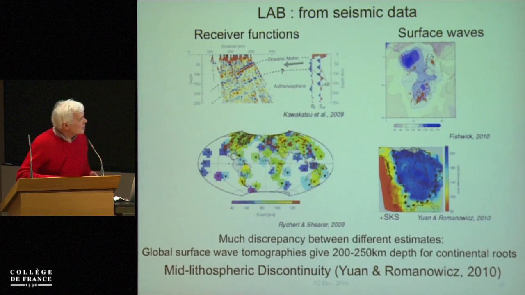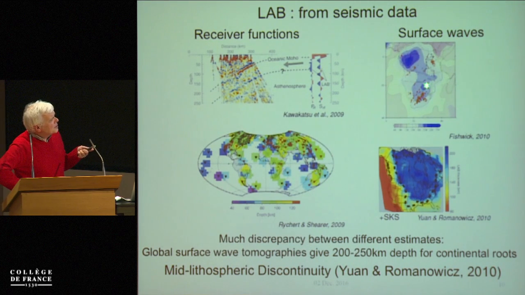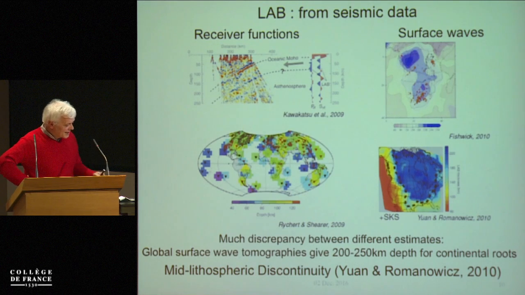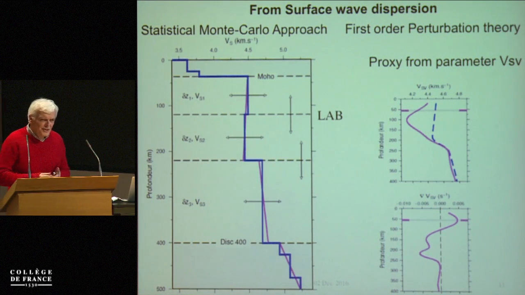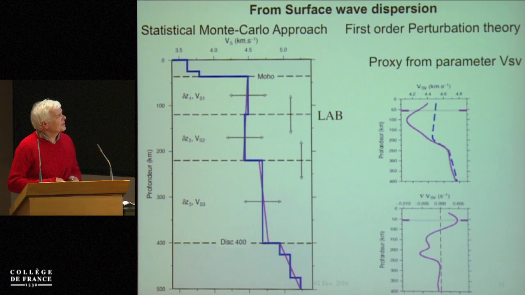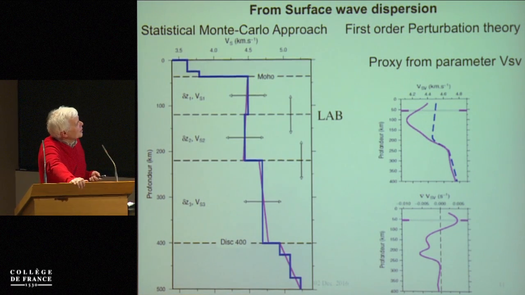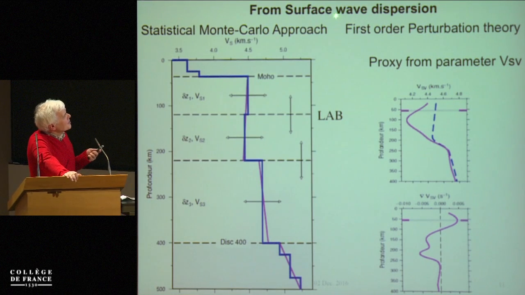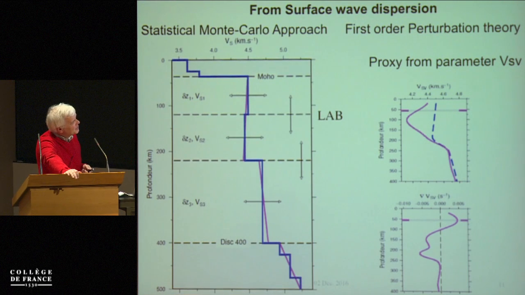And this discrepancy was explained by Yuan and Romanowicz, where they proposed a mid-lithospheric discontinuity between the surface and 200 kilometers. Okay, so now if we look at surface waves, what kind of information can we get from surface waves? Of course, surface waves are not well sensitive to discontinuities because they have a very smooth sensitivity with depth.